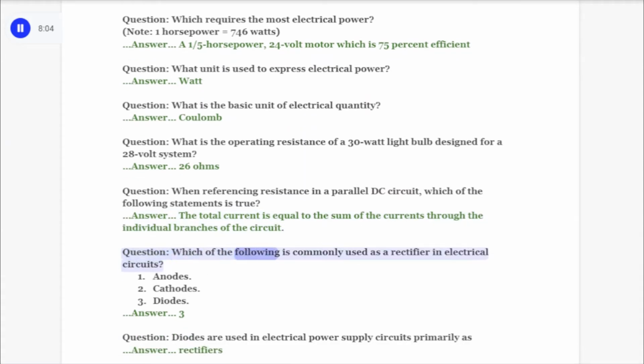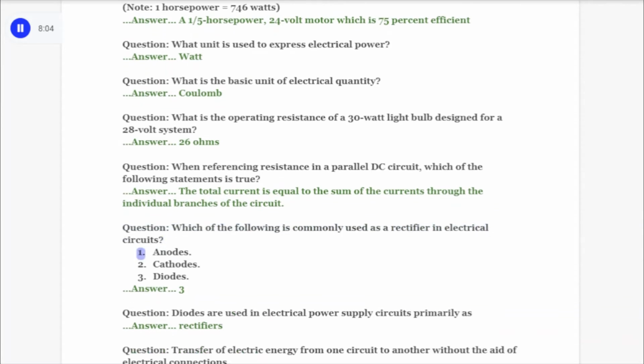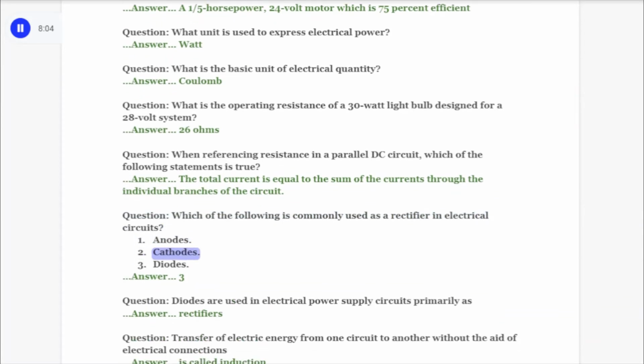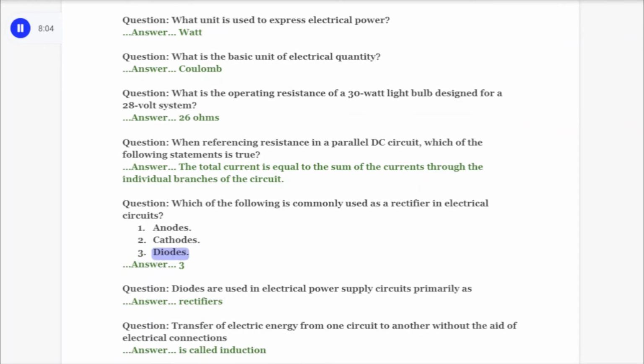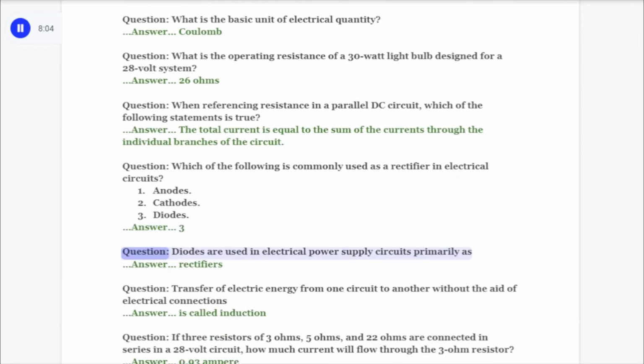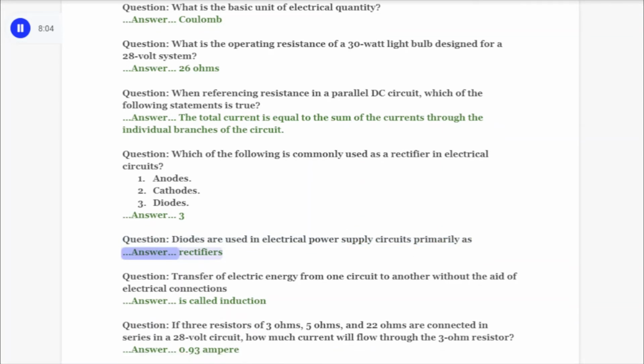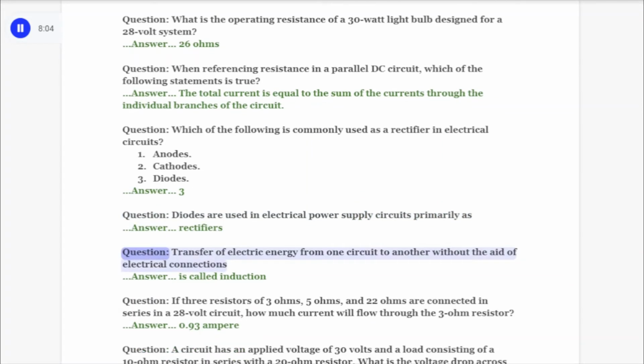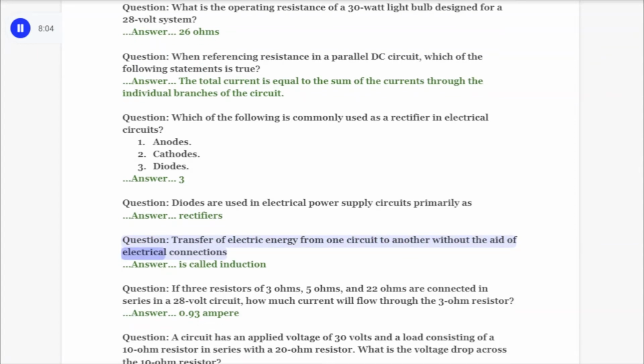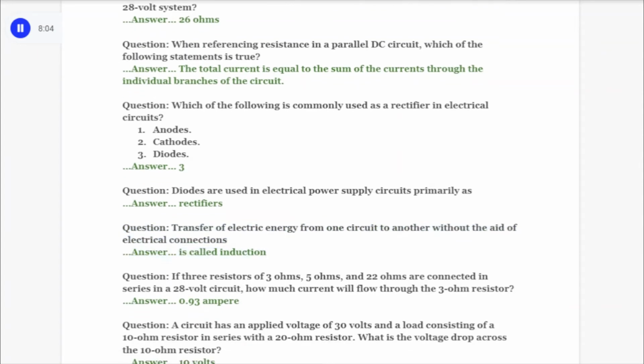Question. Which of the following is commonly used as a rectifier in electrical circuits? 1. Anodes. 2. Cathodes. 3. Diodes. Answer. 3. Question. Diodes are used in electrical power supply circuits primarily as. Answer. Rectifiers. Question. Transfer of electric energy from one circuit to another without the aid of electrical connections. Answer. Is called induction.